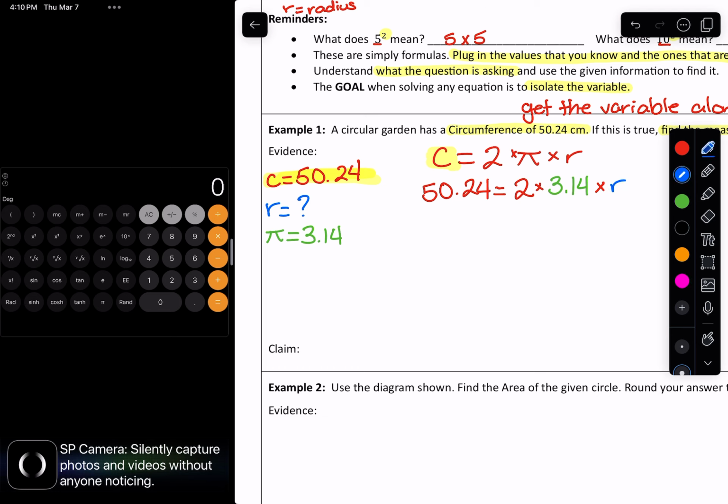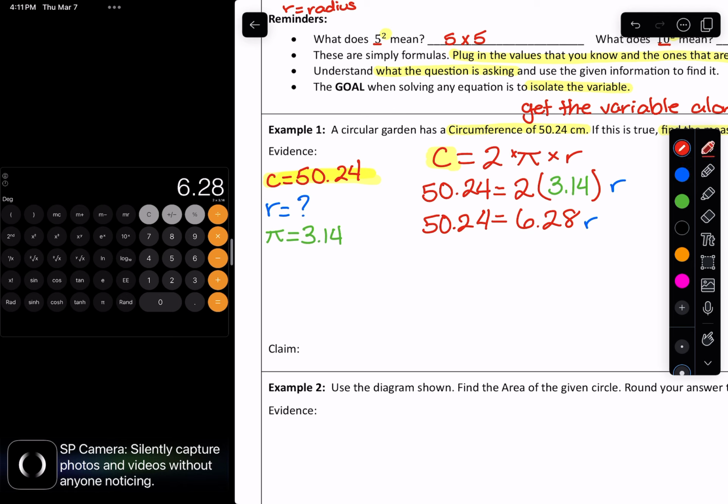Okay. So before I try to get r by itself, I am going to multiply whatever I can. Okay. So I can multiply 2 times 3.14, and that gives me 6.28. It's still equal to 50.24, and my r doesn't go away.